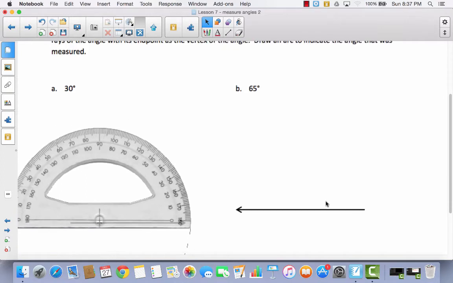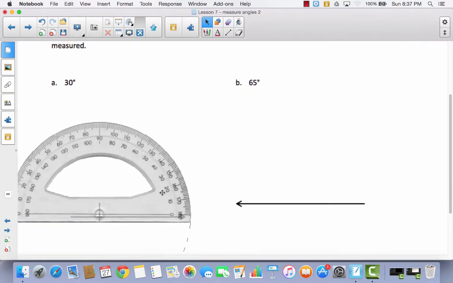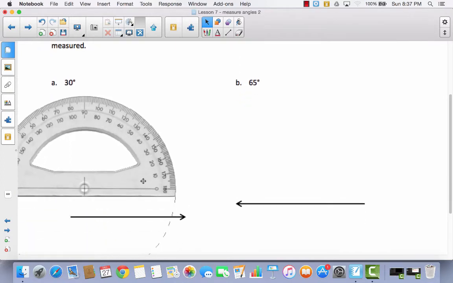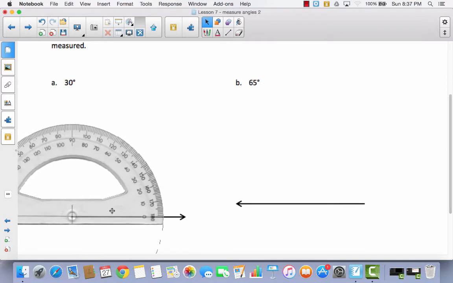Okay, so first of all, what they're saying here is they've given you a ray to begin with. So your vertex cannot be on the end with the arrow, obviously. It has to be on this end. So this is going to be my vertex. So if I put this right on the end, and you can see my little cross, so this would be 0 degrees. So if I want an angle that is 30 degrees, I would take my pencil and I would come to 30 degrees and I would put a mark like this.